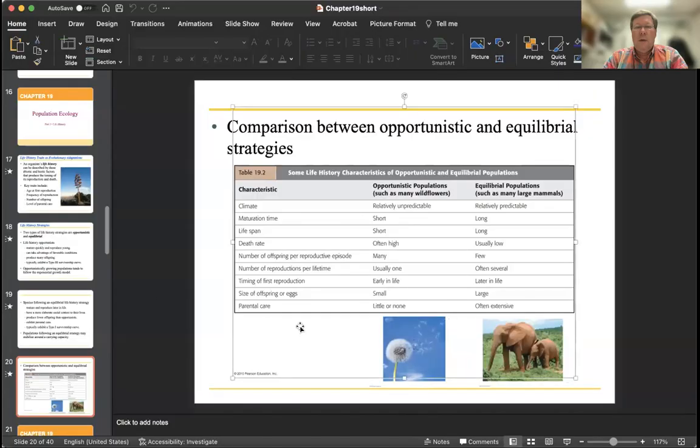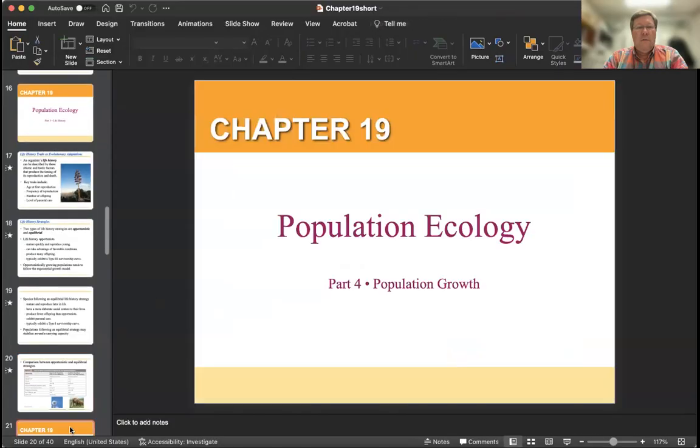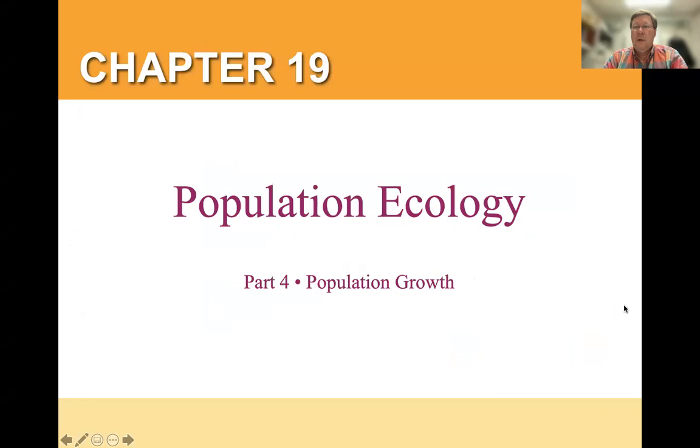All right, on to part 4 of chapter 19. So I'm going to go back to sharing my screen and we will continue with our part 4. So here is part 4, dealing with population growth. And there we are. Okay, so population growth.